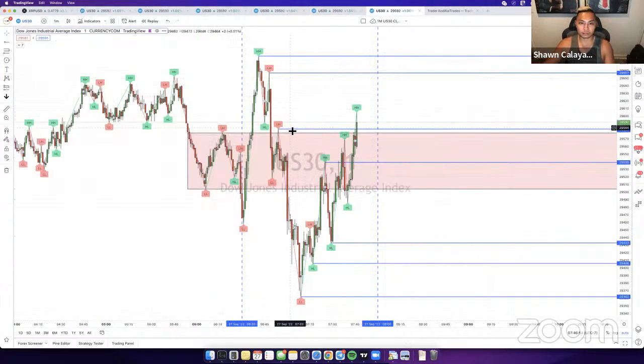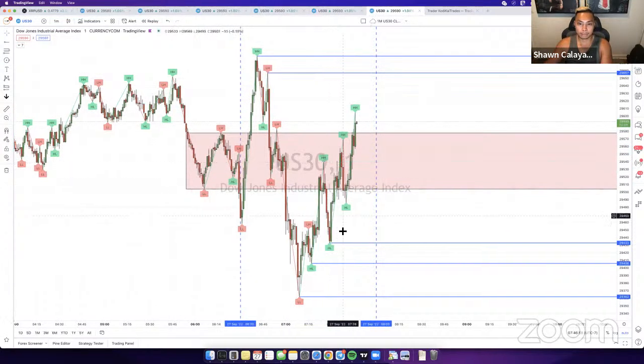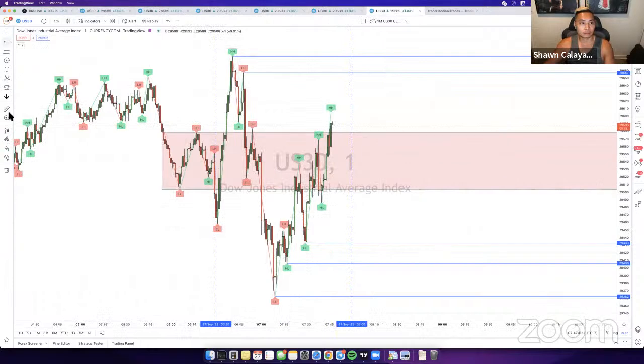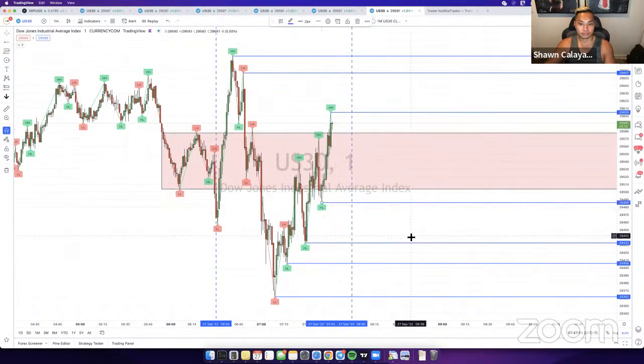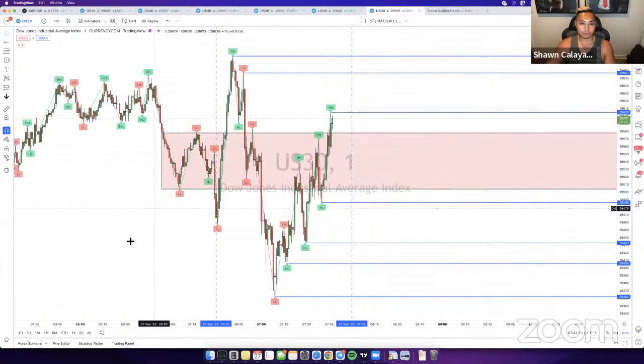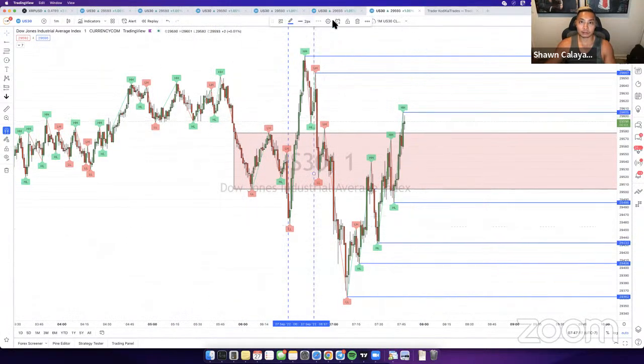Here's the clean chart. Let me just clean everything up over here real quick. So price is still within this range right here. It's in the same range that it's been in since this morning. You can see the fake outs right here that happen pretty much every time.